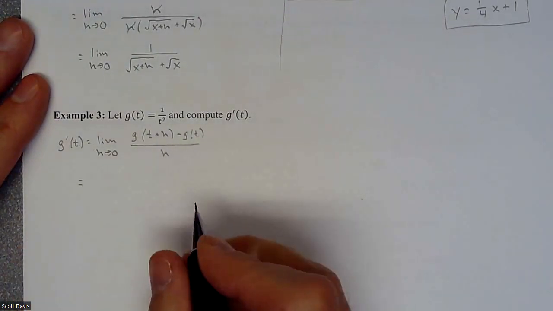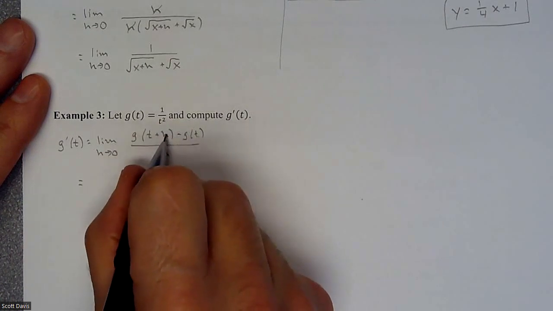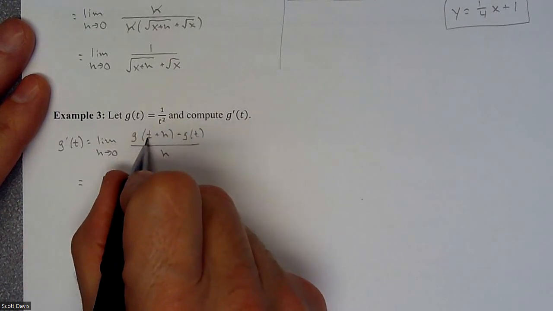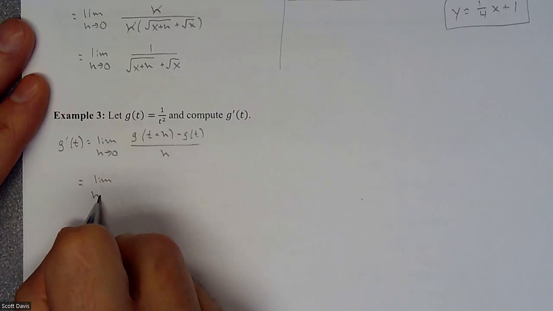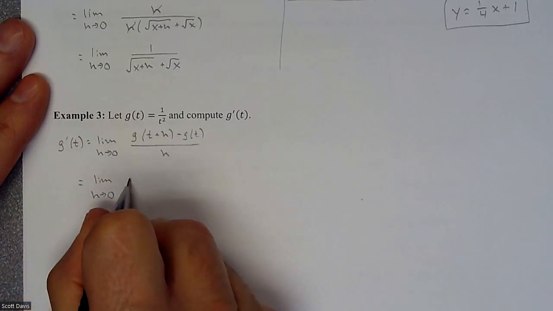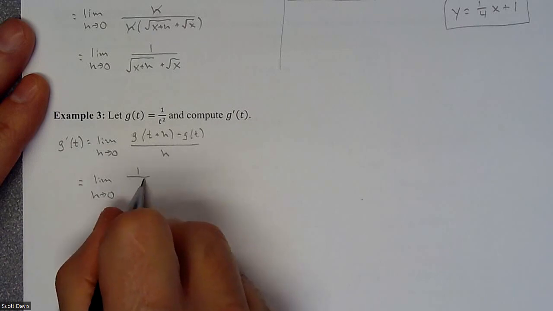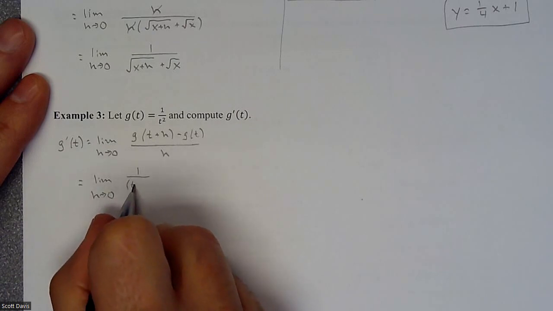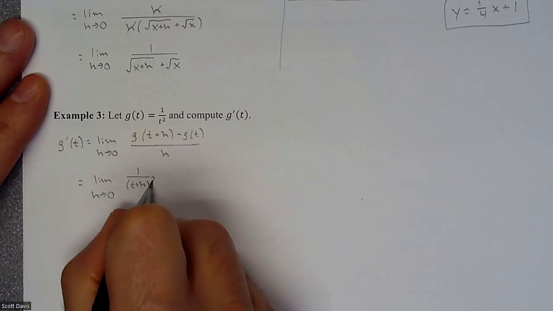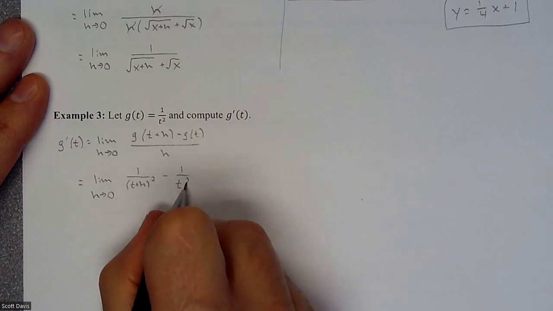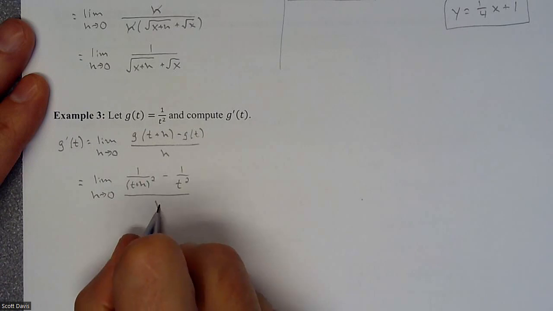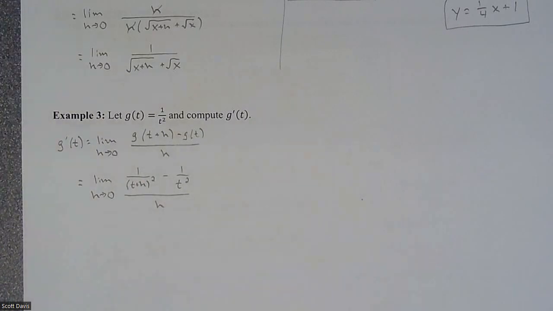So here's the algebra to this. I'm going to take this equation and I'm going to replace my t with t plus h, and then we'll square it. So we have the limit as h approaches 0 of 1 over t plus h squared minus 1 over t squared, divided by h. All right, so that's step one, is just kind of subbing it in.